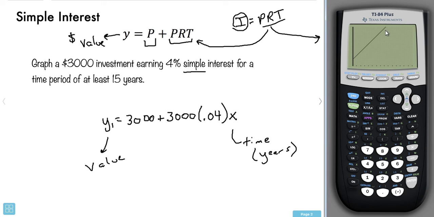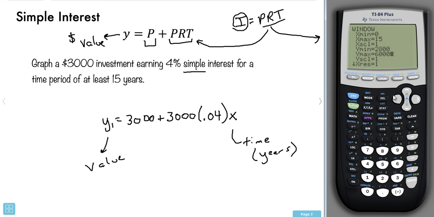I would really like to see the value spread right across the whole graph. So what that means is I need to raise my Y max so I can see more of the top of this investment. So I can go back into window. I'm going to pick a higher value for Y max. I'm going to pick 6,000.